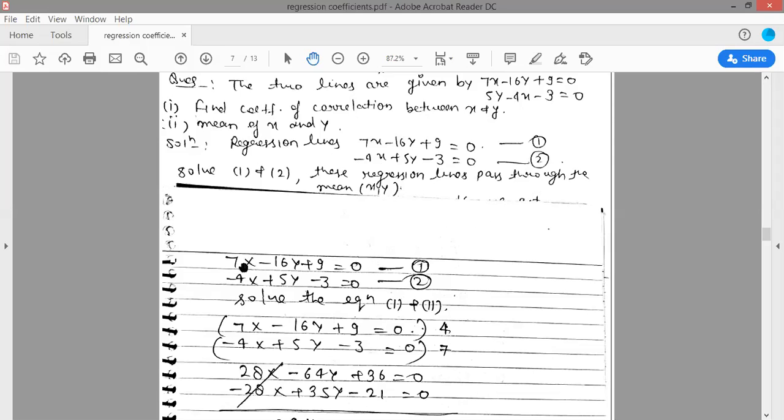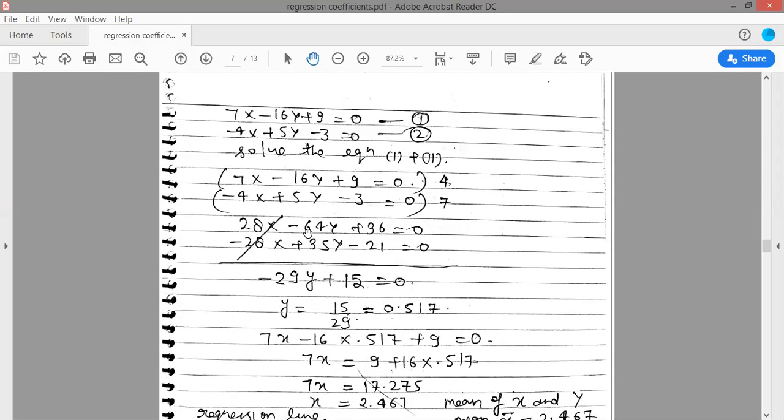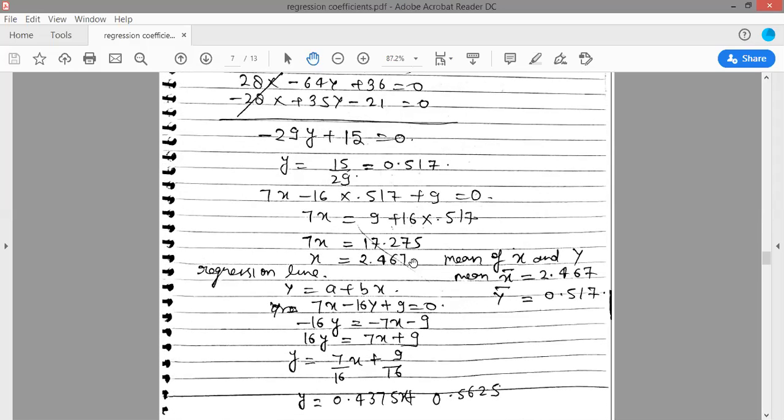So 7x minus 16y plus 9 is equal to 0, minus 4x plus 5y minus 3 is equal to 0. Make the coefficients equal, so you will get y is equal to 0.517. Now, same as before, calculate x. So x is your 2.467. Just put the value of y in any one of the equations, then you will get the value of x. So your x is this one.